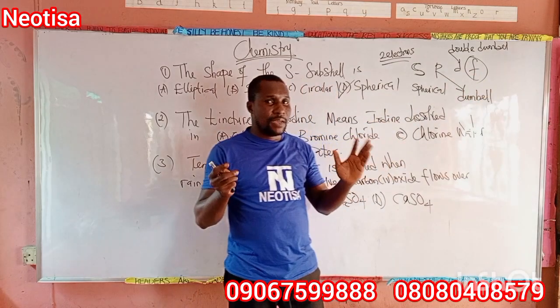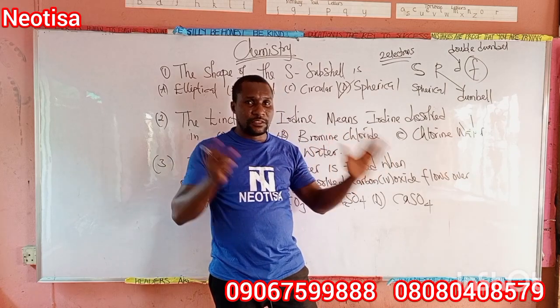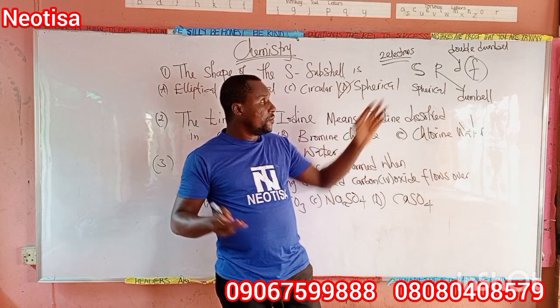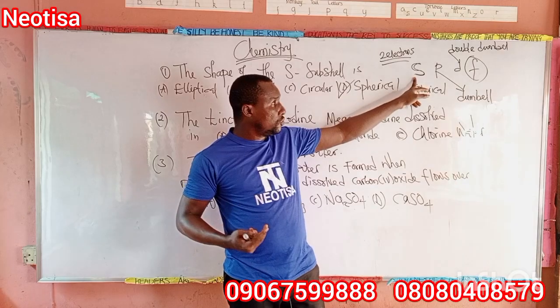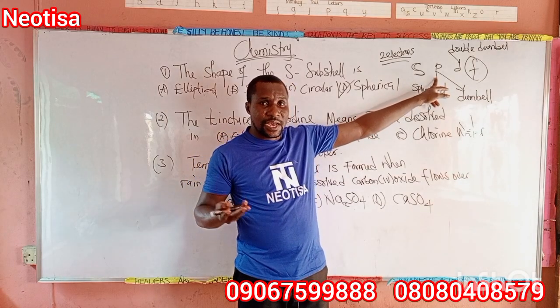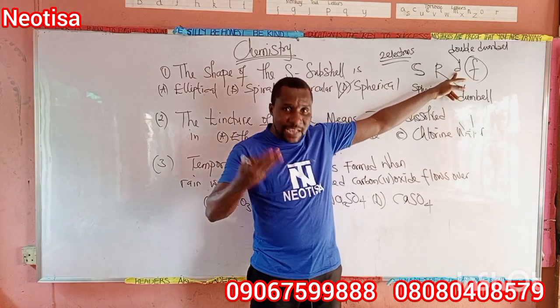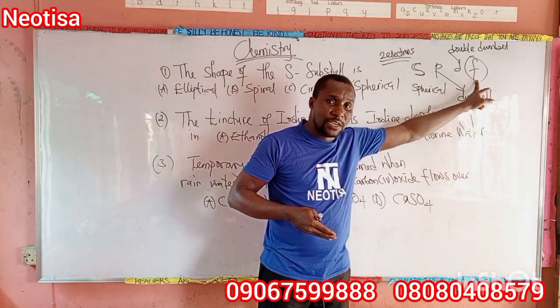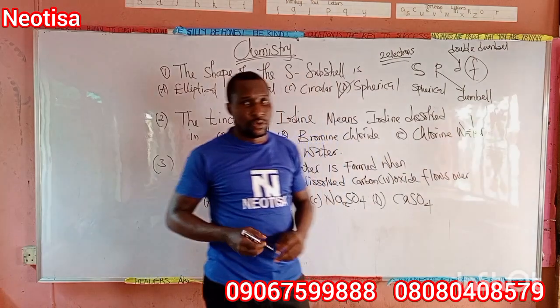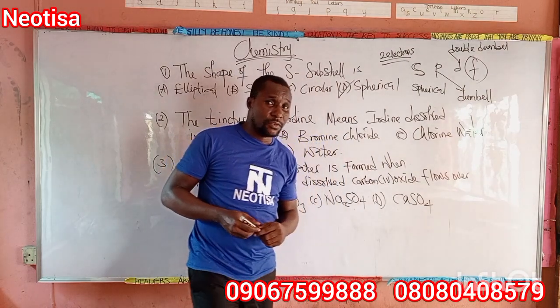If you look at it, there is a difference of 4 between each of them. From S, which is 2, then P subshell is 6 electrons. If you look at the difference, that is 4. Then F subshell is 14 electrons. It's a question also. Please take note of that.